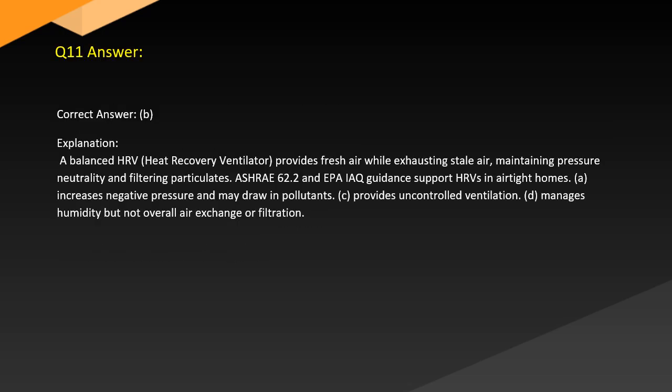Correct answer: B. Explanation: A balanced HRV, heat recovery ventilator, provides fresh air while exhausting stale air, maintaining pressure neutrality and filtering particulates. ASHRAE 62.2 and EPA guidance support balanced systems in airtight homes. A increases negative pressure and may draw in pollutants. C. Provides uncontrolled ventilation. D. Manages humidity but not overall air exchange or filtration.